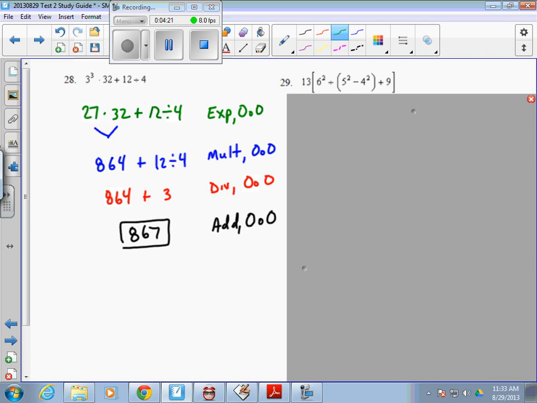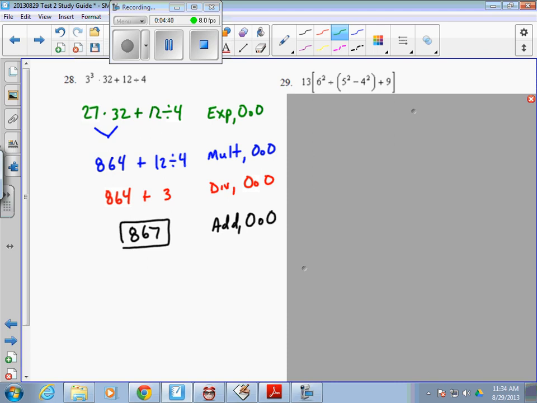27 times 32 comes up first. So 27 times 32 gives you 864 plus 12 divided by 4. The next step you have to do, that was multiplication. The next step you have to do is the division, 12 divided by 4, which gives you 3. Now you have 864 plus 3.